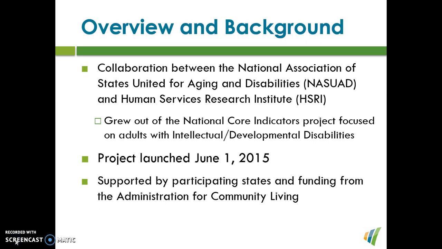All right, so from a national perspective, this is still a fairly new project. We started back in 2015. This is a collaboration between the National Association of States United for Aging and Disabilities, or NASUAD, as well as HSRI, the organization I work with. This project grew out of the National Core Indicators, which was developed back in 1997, with a focus on adults with intellectual and developmental disabilities. NCI AD is supported by participating states and funding from the Administration for Community Living.